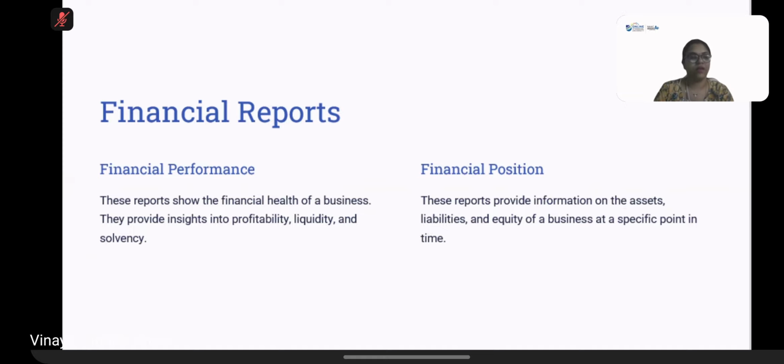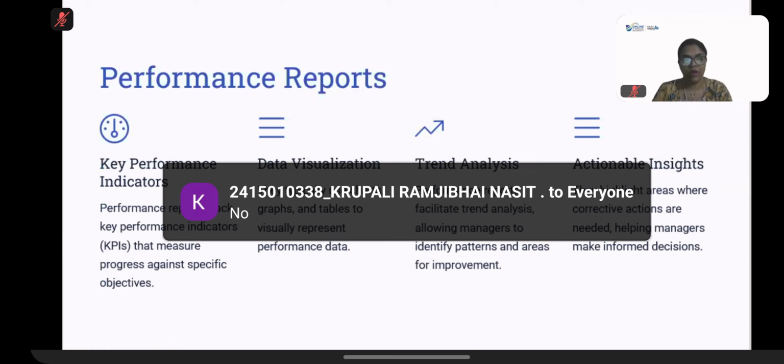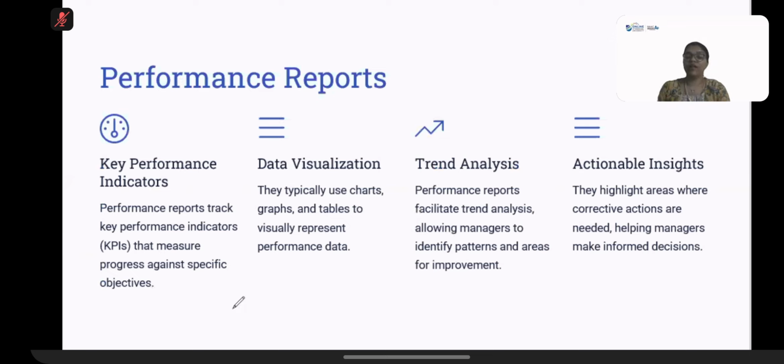Okay, great. Next we have the performance report. The name itself tells you, performance means the performance of the organization, its success in achieving its goals. So this report will give you an idea about the KPIs, data visualization, and trend analysis. Okay. Now what are KPIs? They are the specific metrics that are used by the organization to gauge their performance against the objectives that you have set up.